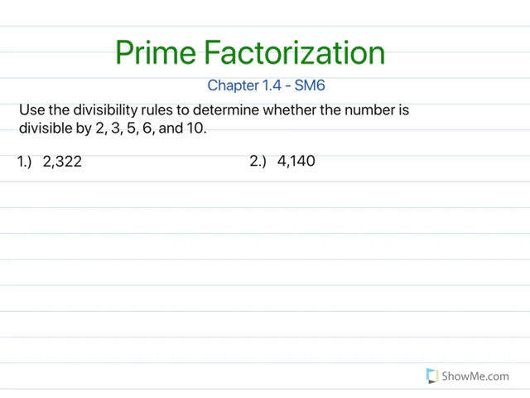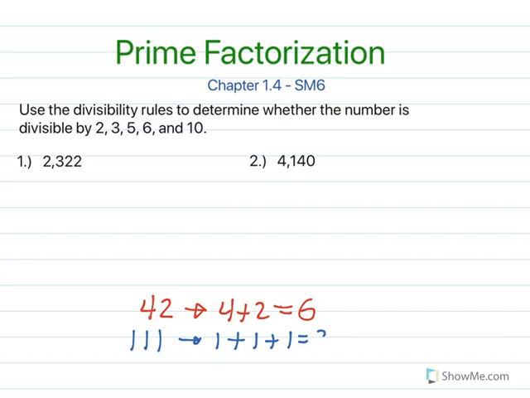Now for the number 3, for it to be divisible by 3, let's say that I have the number 42. With 42, if I add the digits 4 plus 2, I get 6. 6 is divisible by 3, therefore 42 is divisible by 3. What if I have 111? If I add 1 plus 1 plus 1, I get 3. 3 is divisible by 3, therefore 111 is divisible by 3. That's the rule for 3.